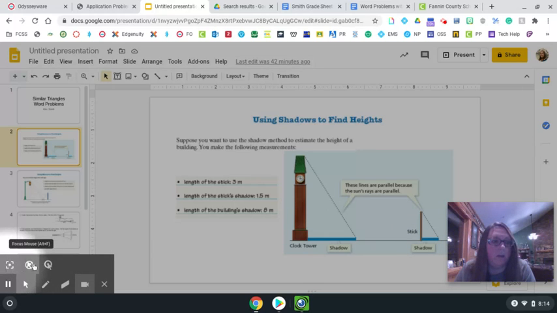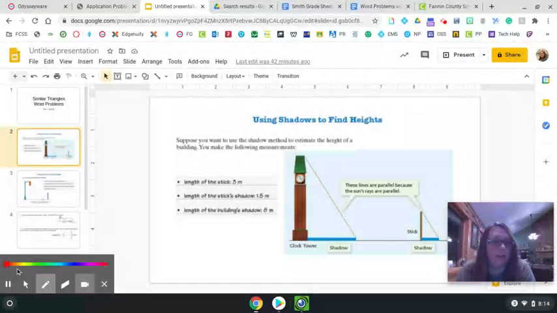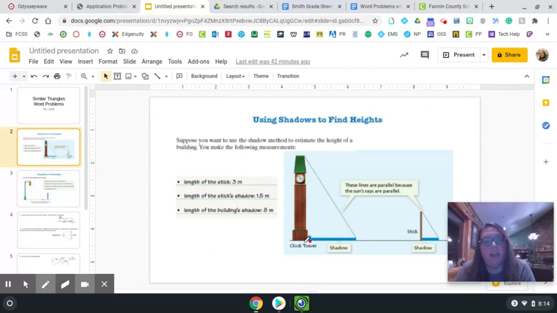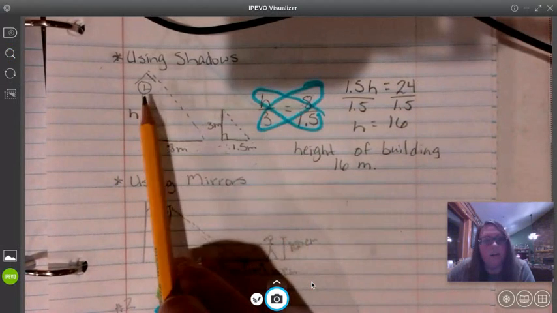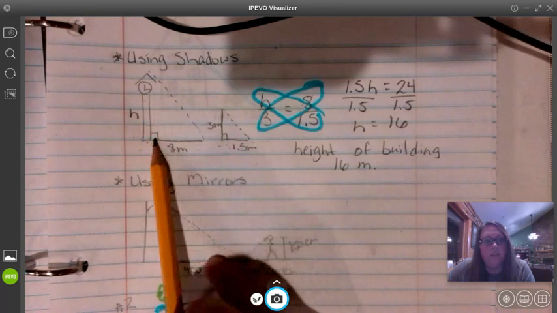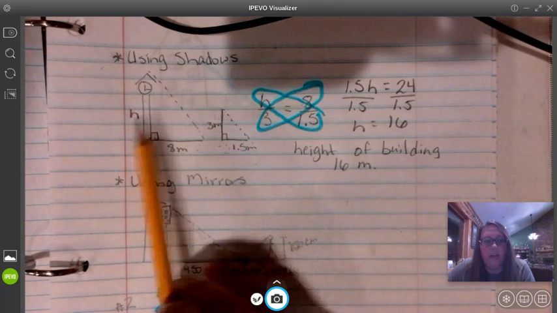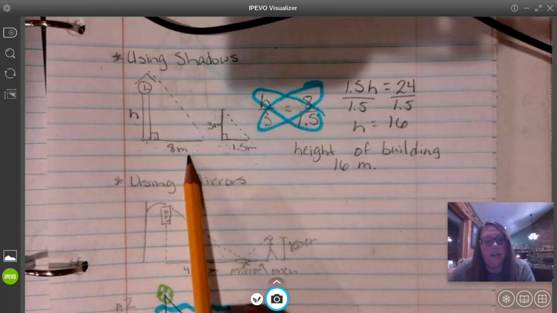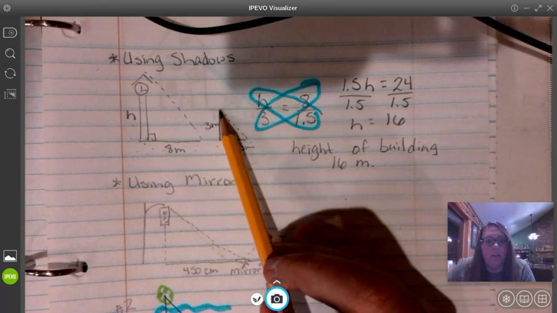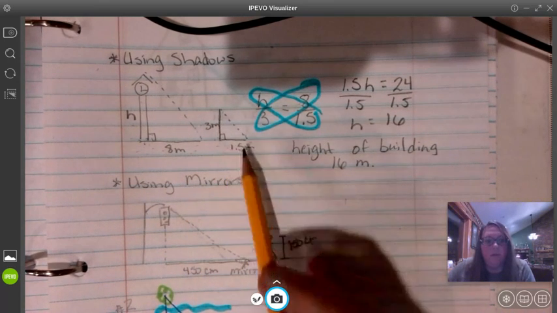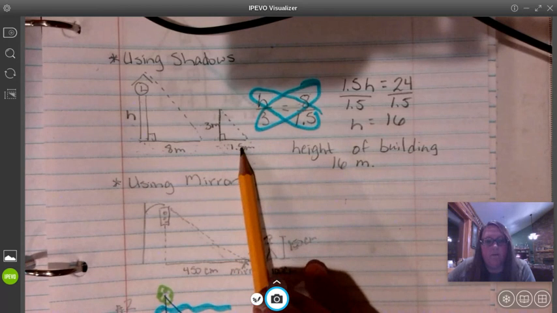All right, so here we go. We're going to look at how to set that up. And we have proportional things going on here. So our clock tower is what we're looking for. So that's going to be a measurement of X that we don't know. All right, so we're going to flip over here. I've got our triangles here. We have the height of the clock tower labeled with a variable of H, and its shadow here is 8 meters. Similarly, the stick has a height of 3 meters and its shadow is 1.5 meters.